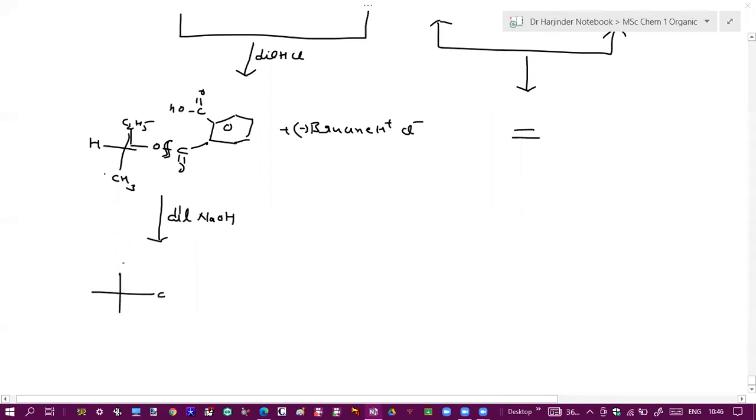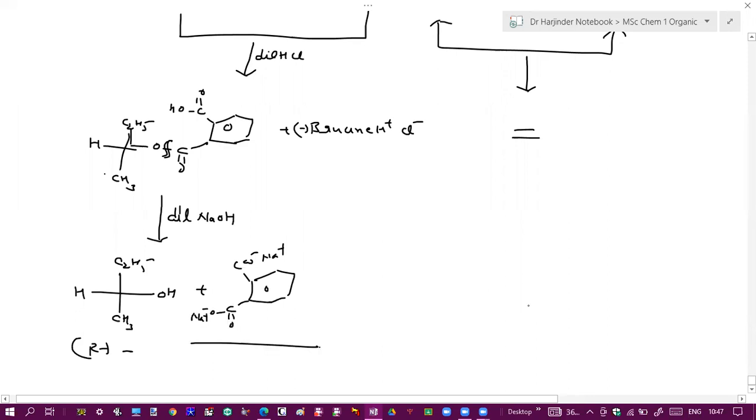You get OH, C2H5, CH3 here, and hydrogen. So you will get the corresponding R enantiomer plus sodium salt of phthalic acid. And same here, you will get the other S enantiomer. Is it clear? Yes, sir. So in this way, you can separate a mixture of two alcohols.